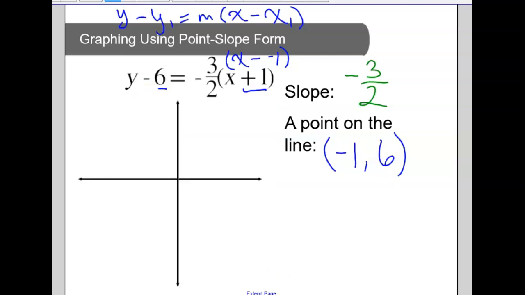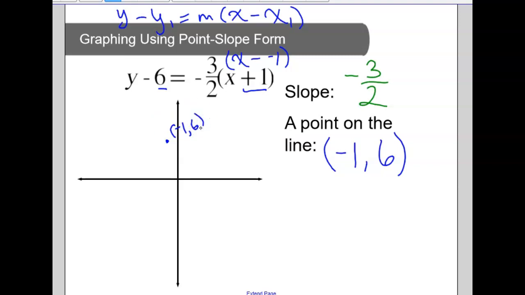Now, let's say you don't have a coordinate plane handy. What you can do is just sketch out what you're going to graph. So I have my coordinate plane here. I sketched out my x and y axis. I'm going to just say, hey, negative 1, 6 is about here. So I'm going to write down my point, negative 1, 6. And without the coordinate plane there, I do want you to label it.